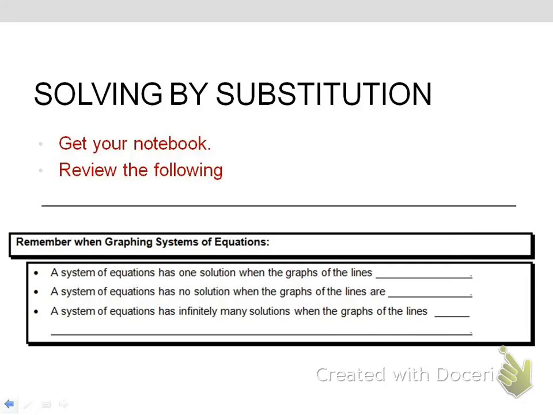For the first one, a system of equations has one solution when the graphs of the lines do what? Intersect. It has no solutions when the lines are parallel. And they have infinitely many solutions when the lines are on top of each other, are the same line. Any of those would work.